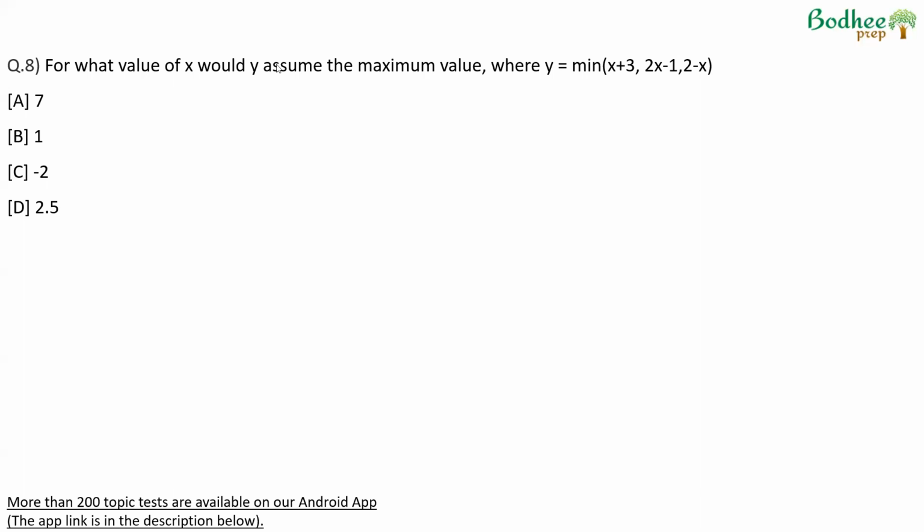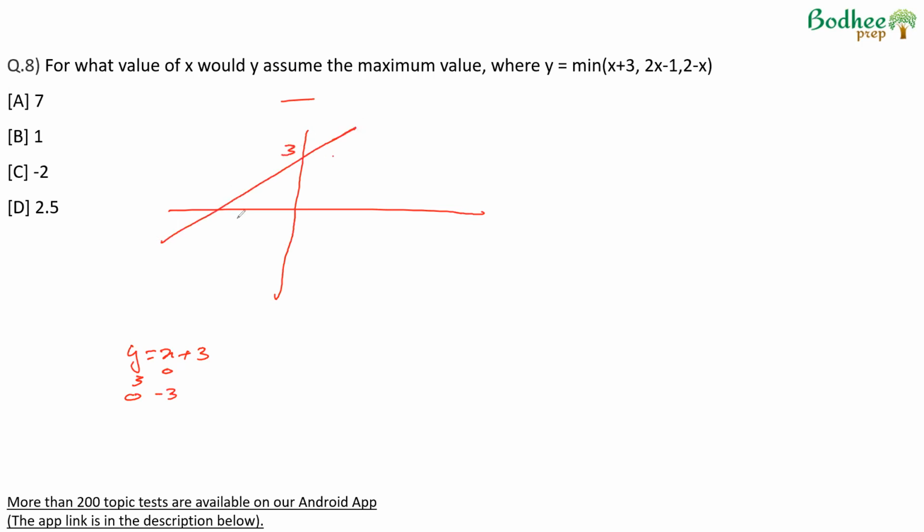For what value of x would y assume the maximum value, where y is the minimum of the 3 functions? Again, we do the same process. We'll draw out the 3 curves. Y is equal to x plus 3. x is 0, y is 3. y is 0, x is minus 3. So passing somewhere here. This is plus 3. This is minus 3. Y is equal to x plus 3.